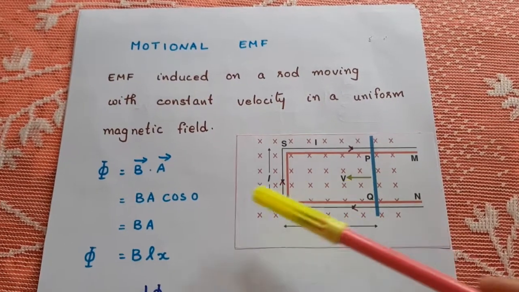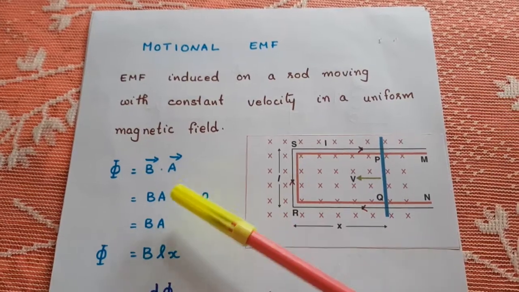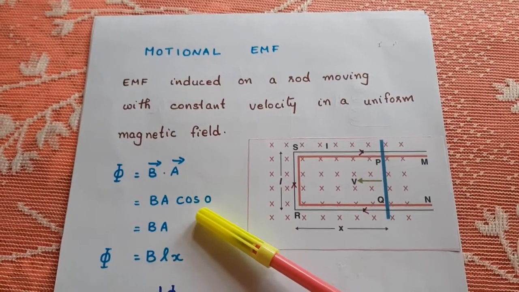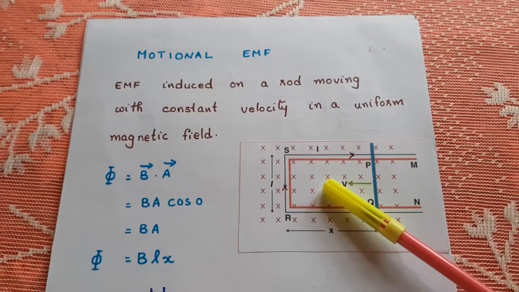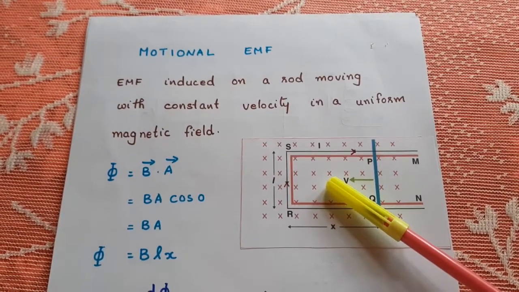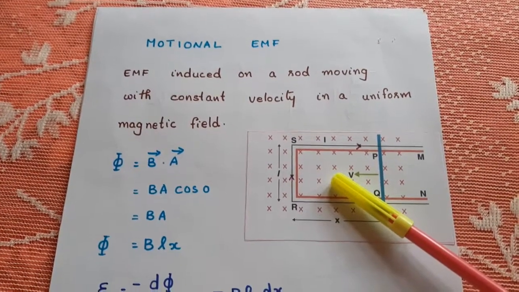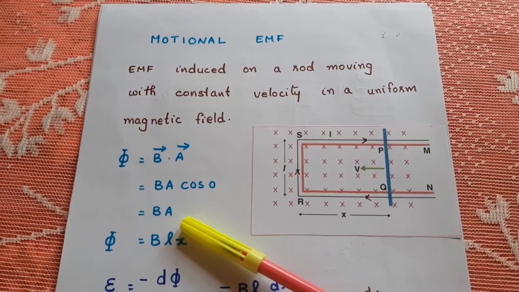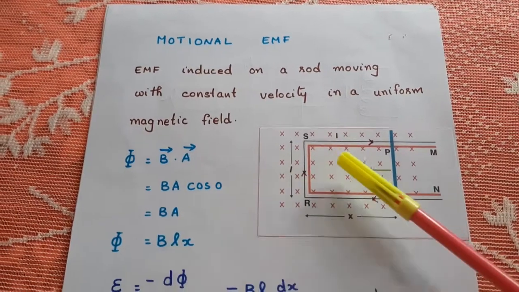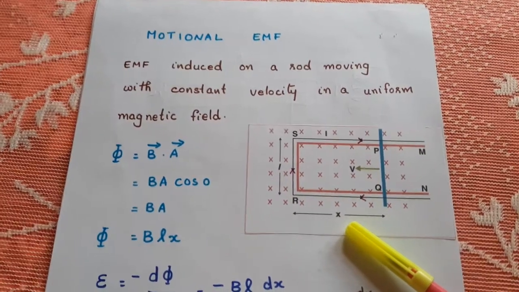The flux associated with the coil, phi, is equal to B dot A. That is BA cos theta, and here theta is 0. As the area vector is normal to the plane, the area vector is parallel to the magnetic field. So flux is BA. And the area of the coil is length into breadth, L into X.